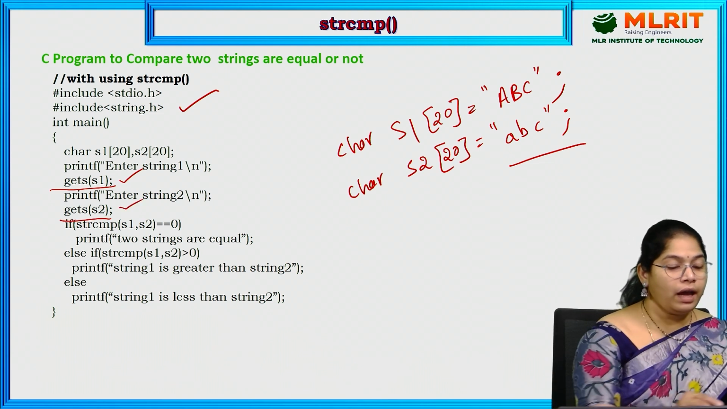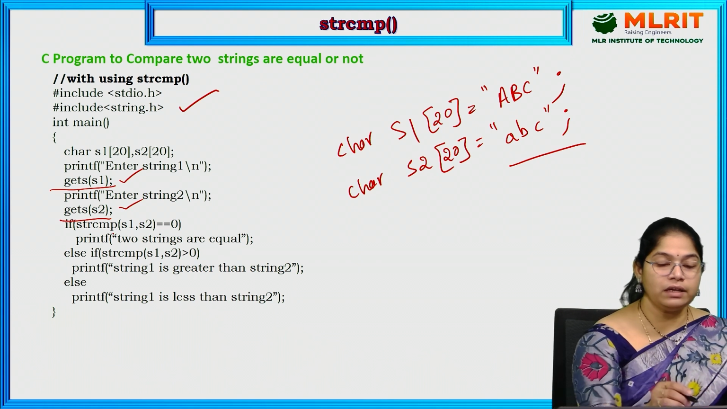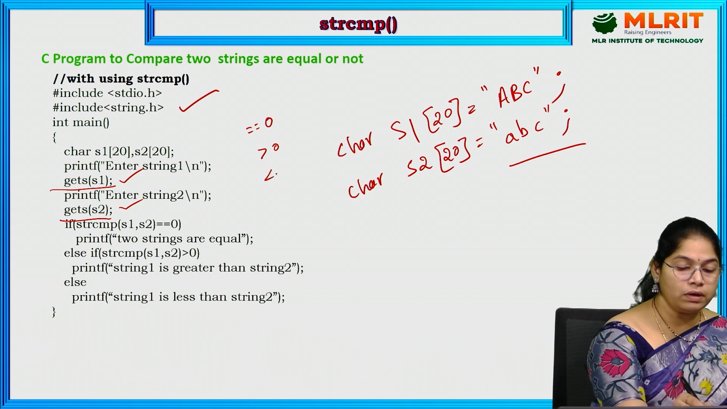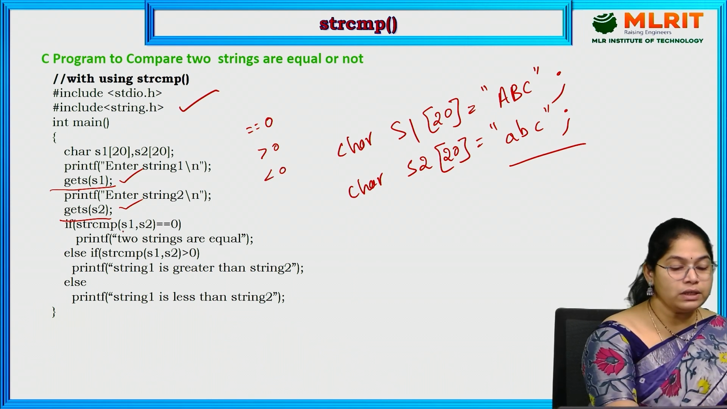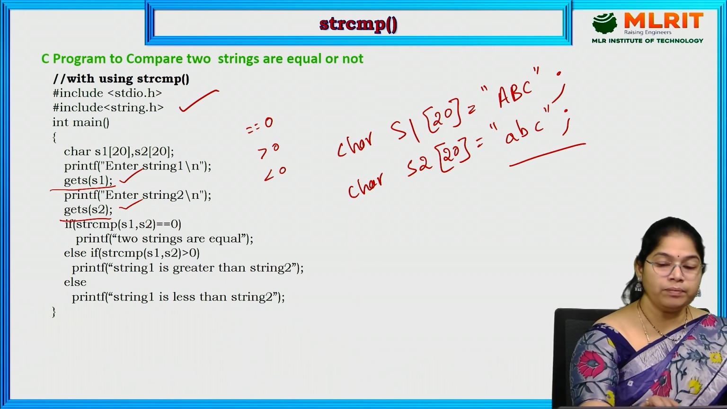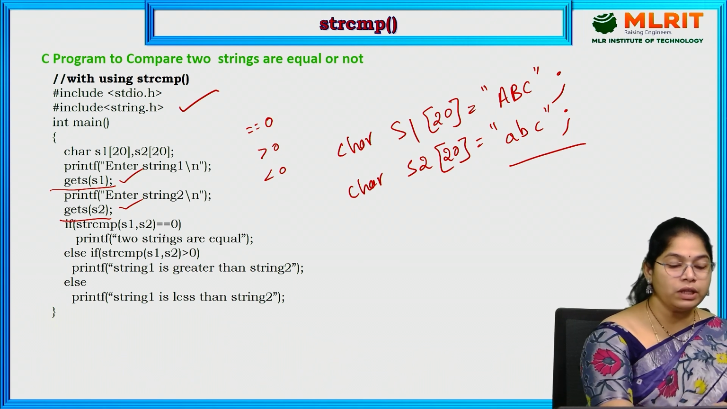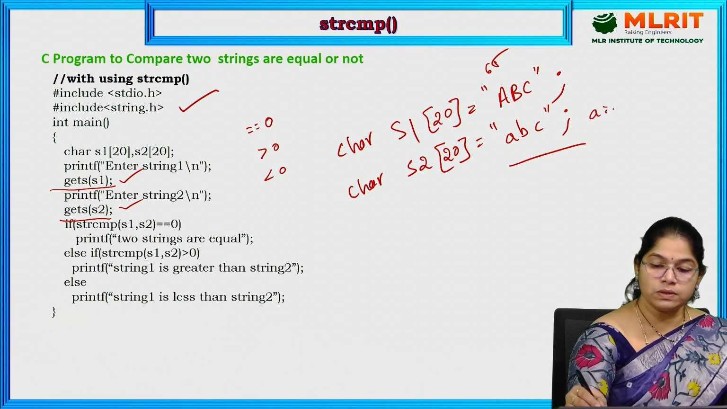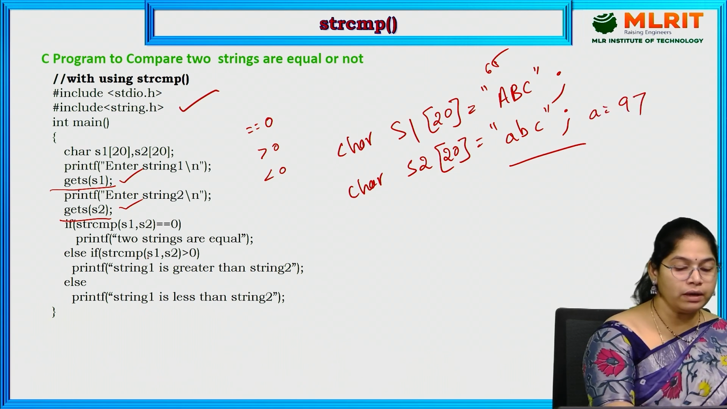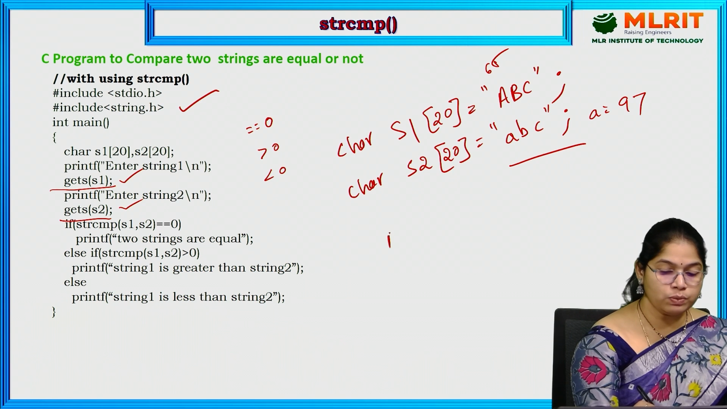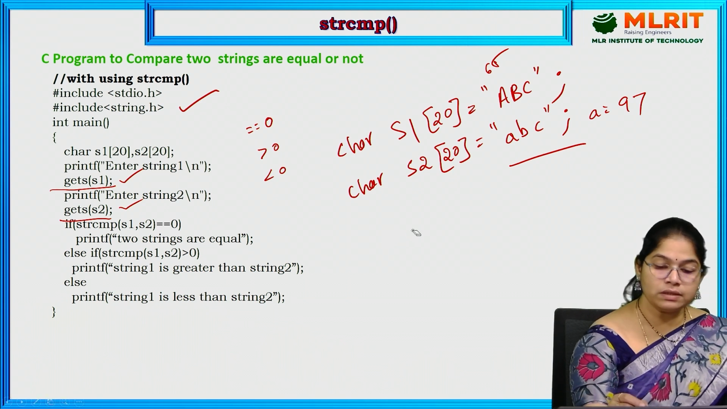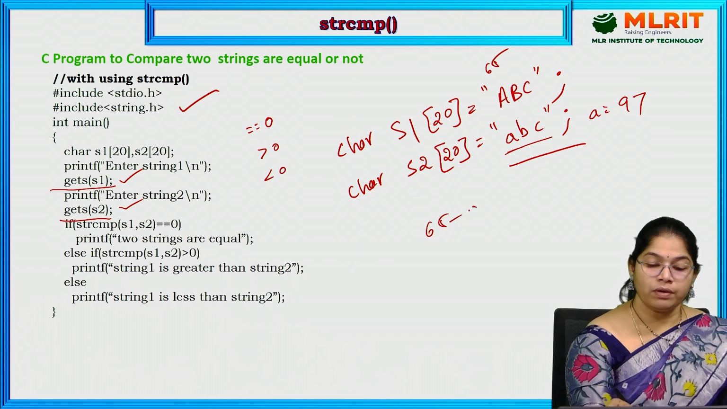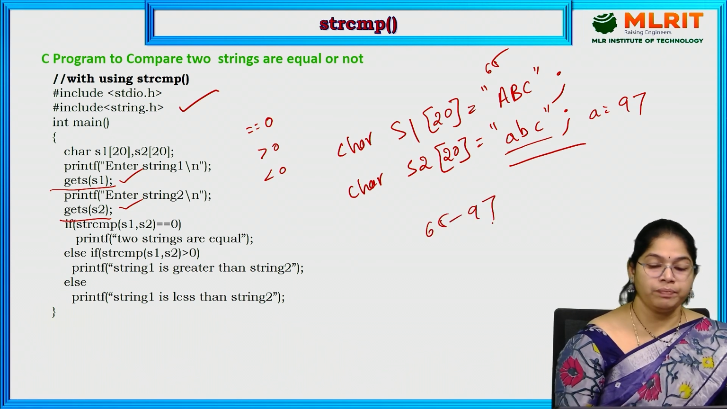strcmp returns three values, either equal to 0 or greater than 0 or less than 0. So here S1 is capital ABC, S2 is small abc. Are both equal? No, because the ASCII value of capital A is 65 and small a is 97. Now we are comparing S1 to S2. Here S1 is ABC and S2 is small abc, where the values are 65 and 97, because we are comparing in that way. Is it greater than? No.